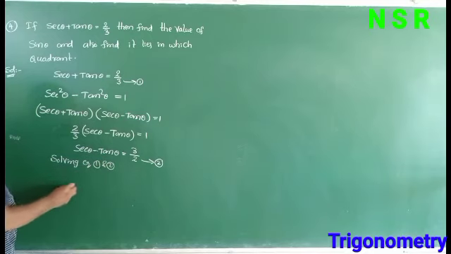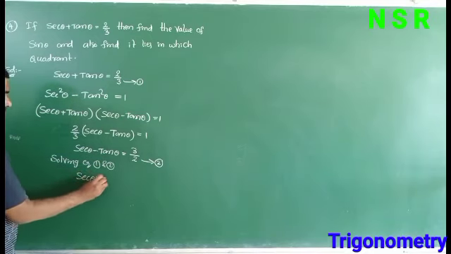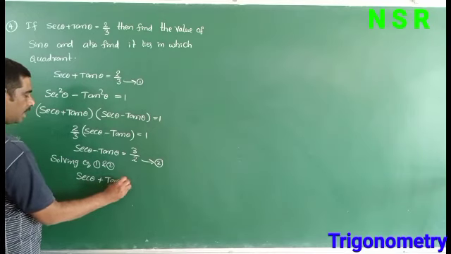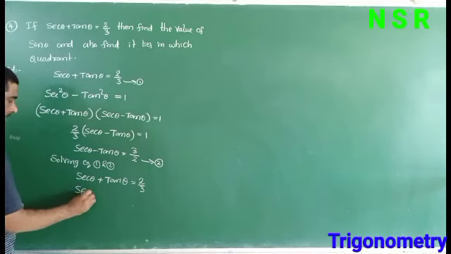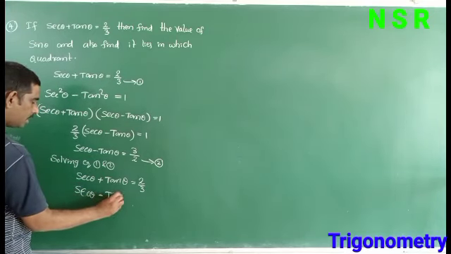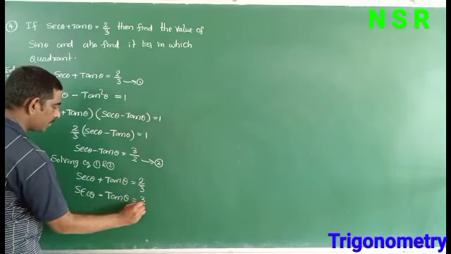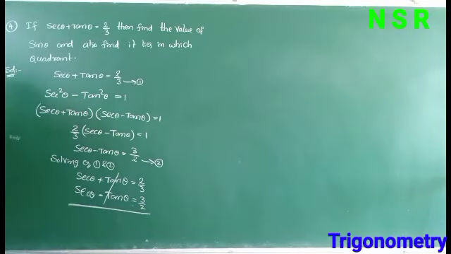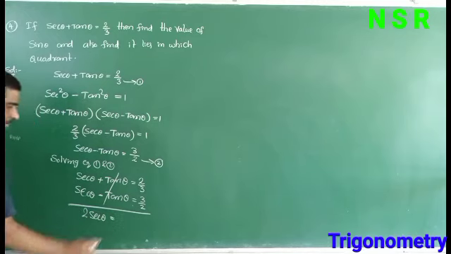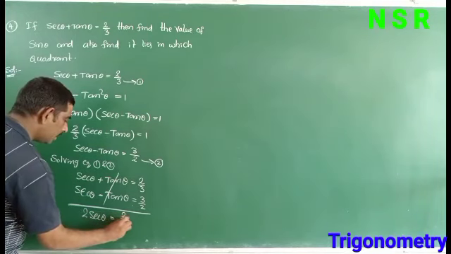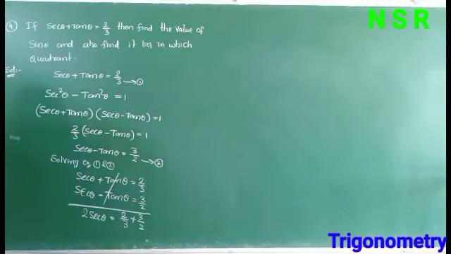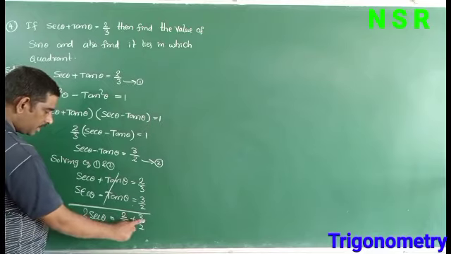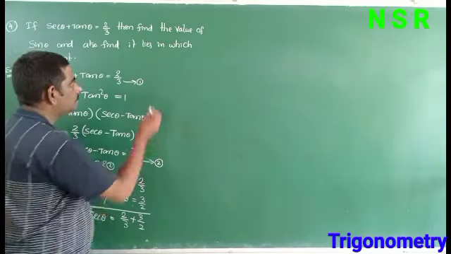Solving equations 1 and 2, we get secant theta plus tan theta equals 2 by 3, and secant theta minus tan theta equals 3 by 2. So, plus tan theta and minus tan theta get cancelled, we get 2 secant theta is equal to 2 by 3 plus 3 by 2. Now, here LCM is 6. So, 2 multiply here, 3 multiply here, we get 2 secant theta.